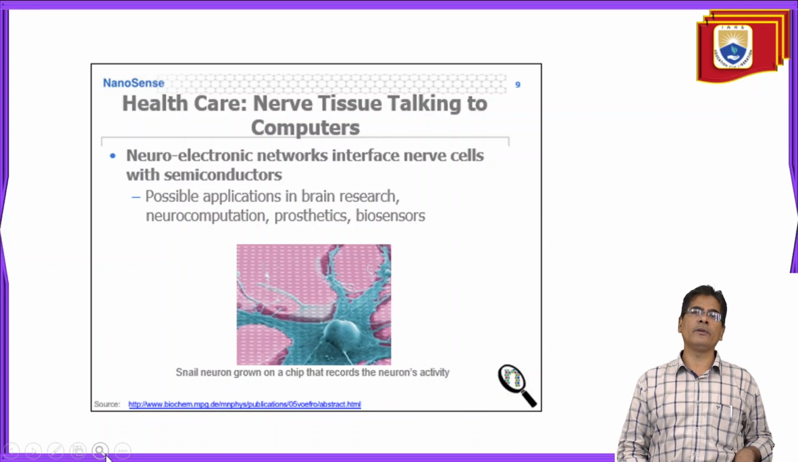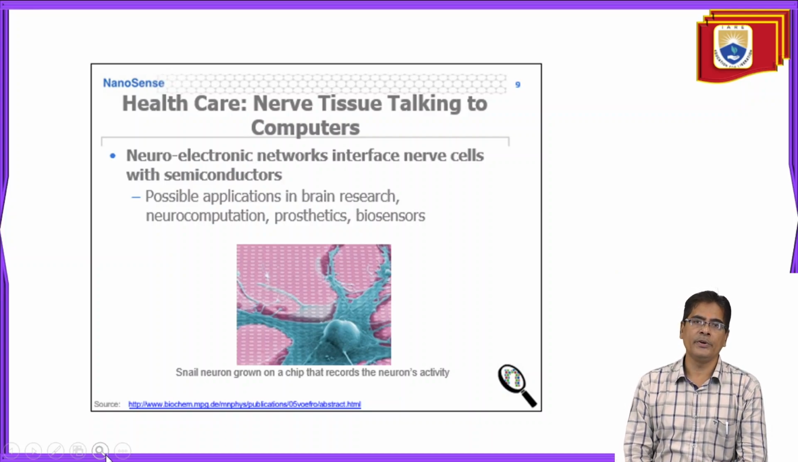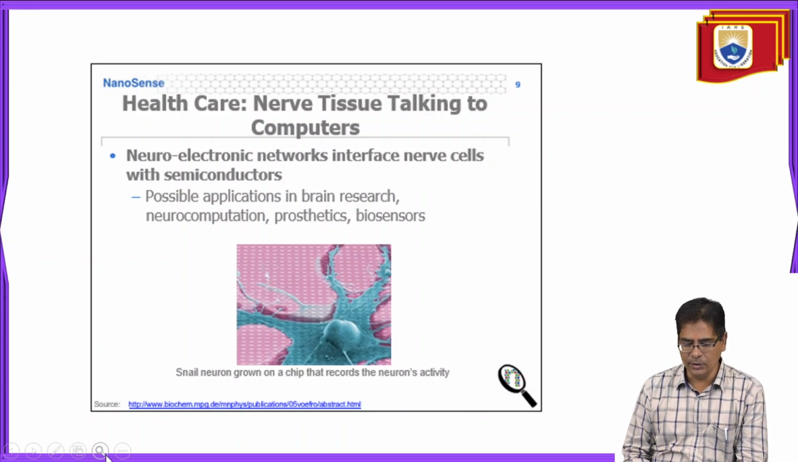Healthcare: nerve tissue talking to computers. Neuroelectronic networks interface nerve cells with semiconductors. Possible applications in brain research, neurocomputation, prosthetics, and biosensors.